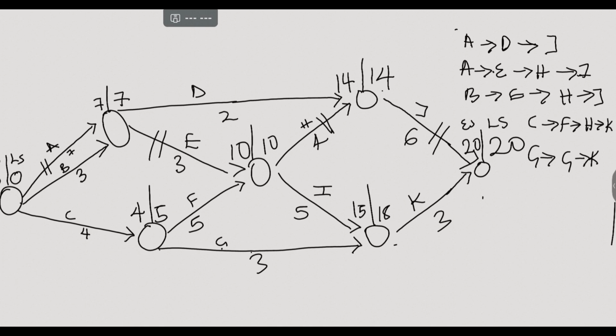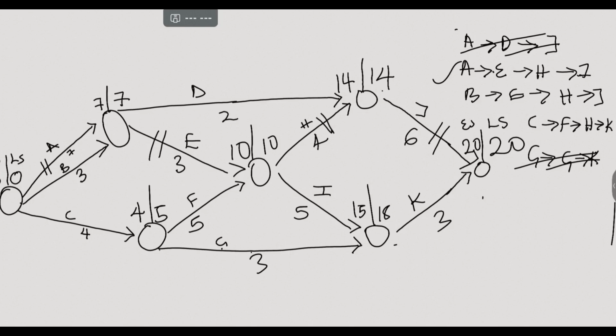The shortest paths will be eliminated. This will be eliminated. This will be eliminated. So there are three long paths, and you now look for the one with no slack time. The one with no slack time is A, E, H, and J. That is why this is our critical path.